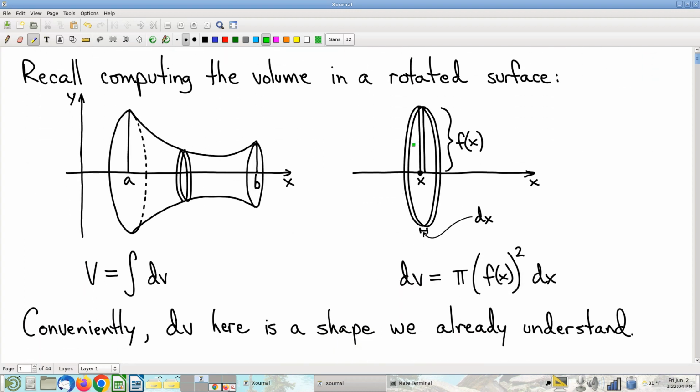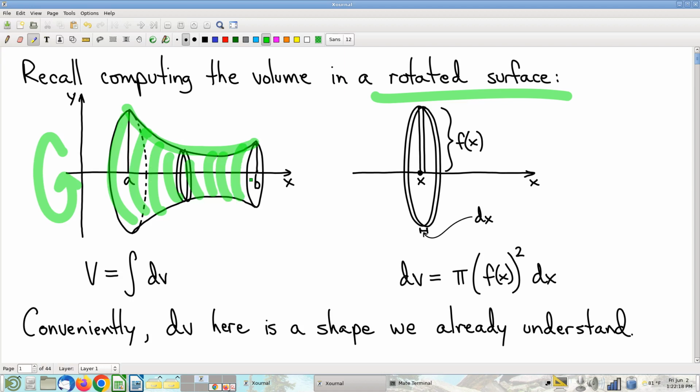Okay, so I'm sure y'all remember this, right? If you have a rotated surface, specifically a curve in the XY plane which you then rotate around the x-axis, that generates this surface. And you could ask, how do I compute the amount of volume? What's the total volume inside of that surface? And how would you compute that volume?